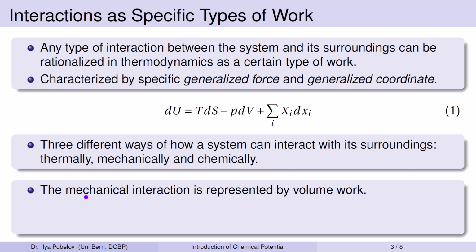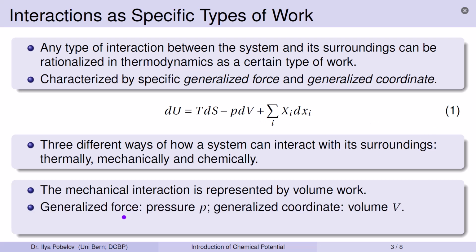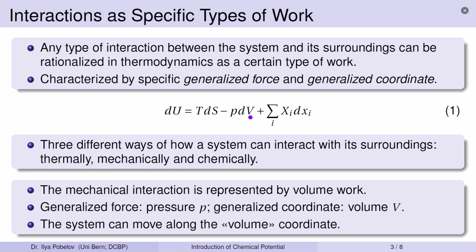The mechanical interaction is represented by volume work. Here, the generalized force is pressure, and the generalized coordinate is the volume of the system. If the pressure in the system is different from the pressure in the surroundings, there is a driving force that aims to change the volume of the system. The change of volume can be represented as a move of the system along the volume coordinate.